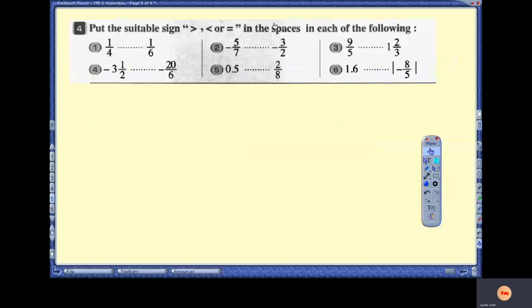What's a suitable sign, greater than, smaller than, or equal, in the space? A quarter and 1 over 6. The two rational numbers have a common numerator. So the smaller denominator means the greater fraction. So here you will put greater than.